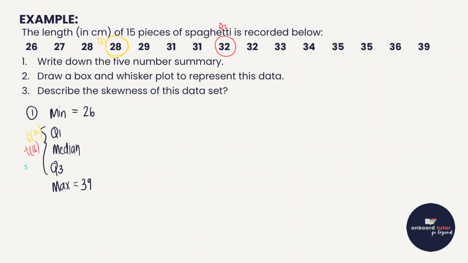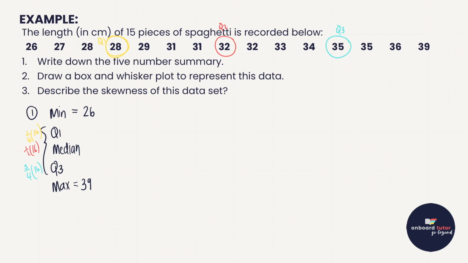So 3 quarters times n plus 1. So times 16. 3 quarters of 16 is 12. So that's 8, 9, 10, 11, 12. There it is. The number 35 is quartile 3.